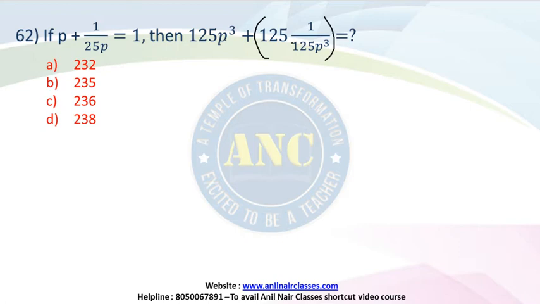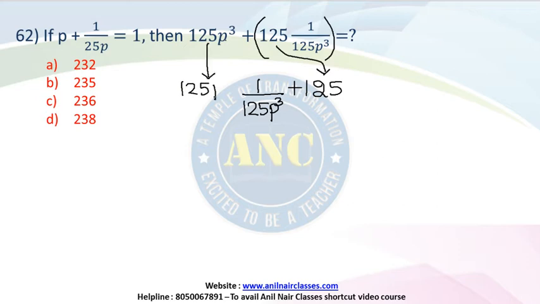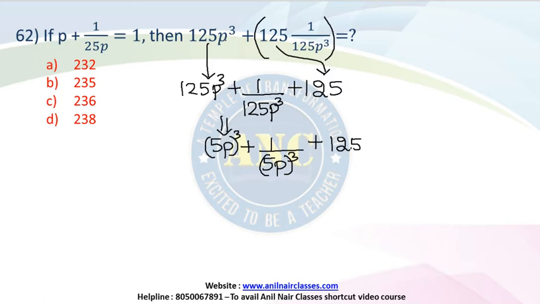Similarly, here also I have 125 plus 125 1 by 125 p cube. This can be written as 125 plus 1 by 125 p cube. I hope you are understanding. This 125 p cube I will write as it is. That means this question reduces to 125 p cube is 5p whole cube plus 1 by 125 p cube is 1 by 5p whole cube. For this term I am just adding that extra 125 according to the question. This is what you are asked to find.